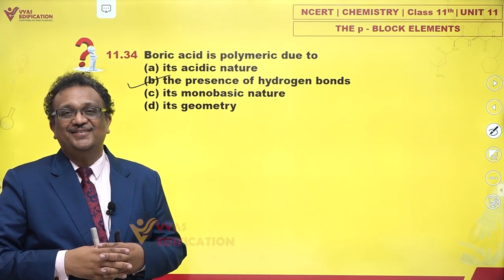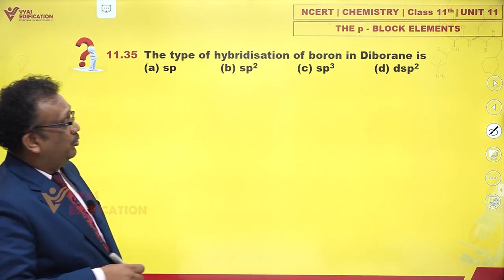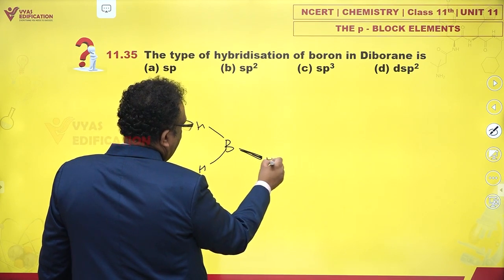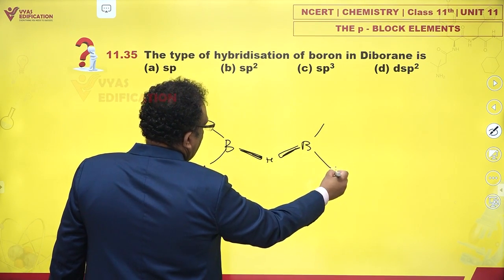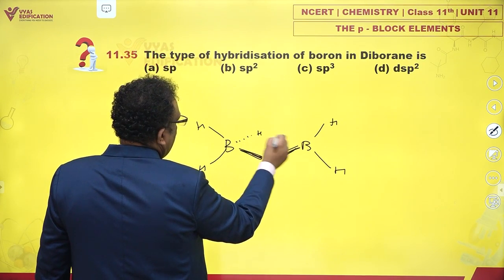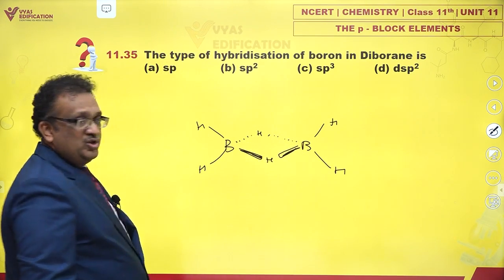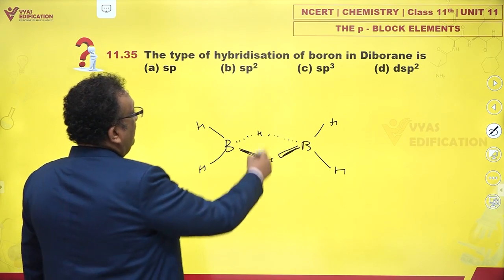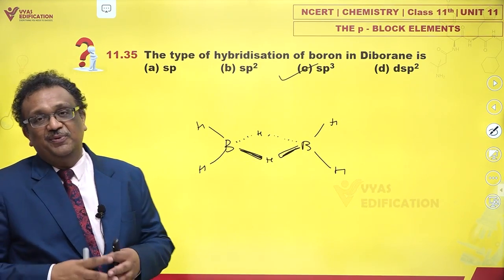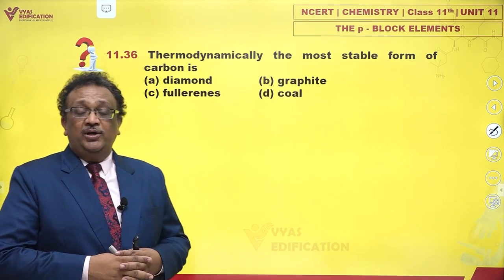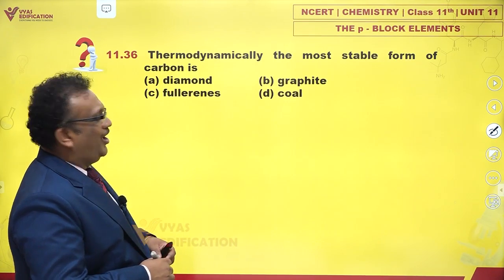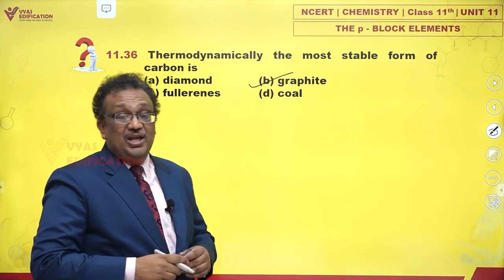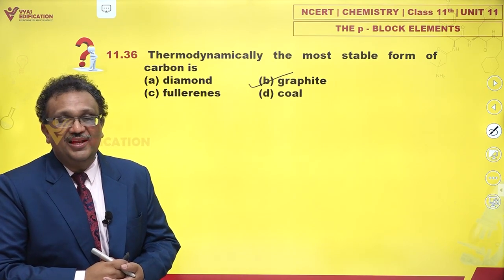B is the answer. The type of hybridization of boron in diborane is, now diborane is B H H H, like this, and one more H. So although these may be half bonds or whatever, 1, 2, 3, 4, there are 4 orbitals involved, there are 4 connections, and the hybridization is on average sp3. Yes, it is sp3. Thermodynamically, the most stable form of carbon is graphite. Graphite is the most stable thermodynamic form of crystalline carbon.